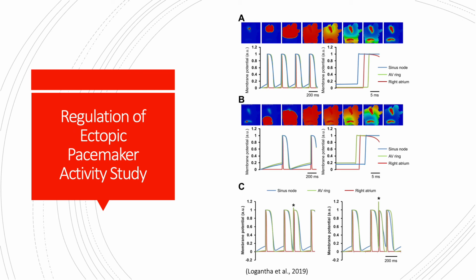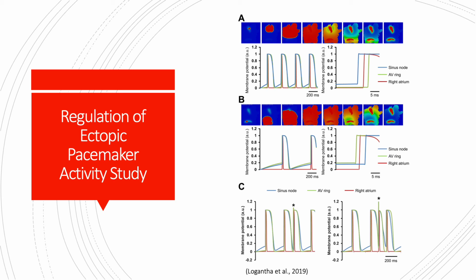And lastly, we're going to talk about a study being done about the regulation of ectopic pacemakers. As discussed earlier, the SA node is the pacemaker of the heart in normal circumstances. However, other parts of the heart can take up the slack and become the pacemaker when the SA node fails to do its job. The AV node, His bundles, and the Purkinje cells can all become pacemakers when needed.